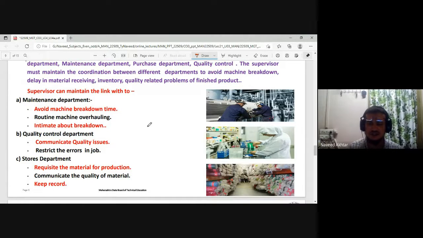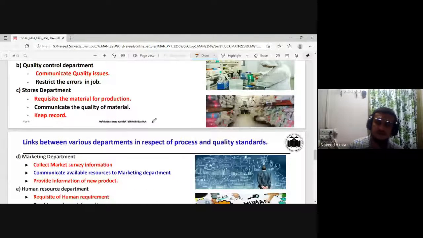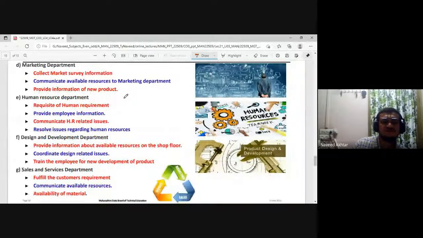But continuously they are taking samples from your output, and then they check the quality. And in the purchase department and store, you can store such material so that when the next order comes, you are able to fulfill it, and the raw material is available in your store. Then the marketing department collects the market survey information, communicates available resources to the marketing department, and provides information on new products. All this is the work of the marketing department.